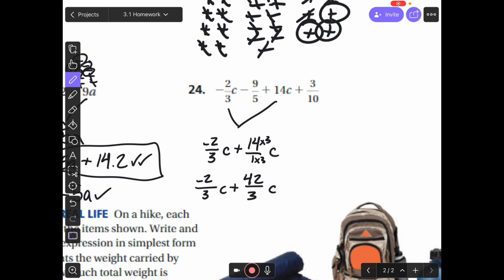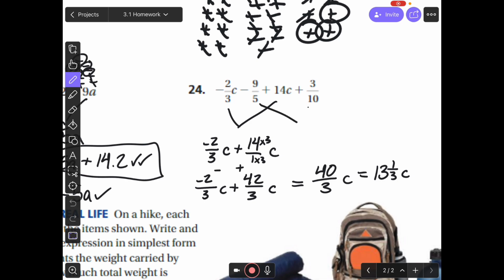Negative 2 plus 42, that would be a negative plus a positive situation, so they don't like each other. They're going to fight. They're going to lose value. 42 minus 2 is 40. Remember, 42 is positive, so it captures. That's good. If we want a better one, we could say 13 and 1/3 c. Okay, that was my c's.